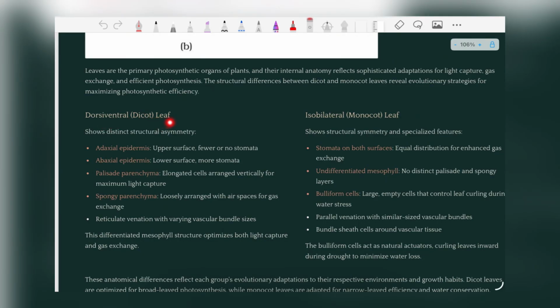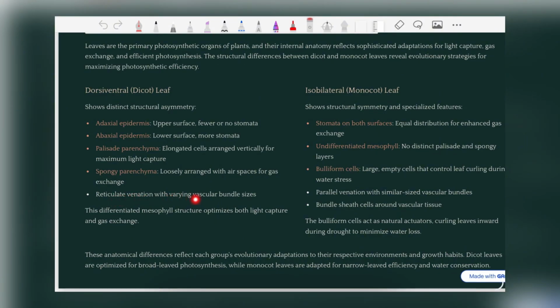Dorsiventral or dicot leaf shows distinct structural asymmetry. Adaxial epidermis, upper surface, fewer or no stomata. Abaxial epidermis, lower surface, more stomata. Palisade parenchyma, elongated cells arranged vertically for maximum light capture. Spongy cells loosely arranged with air spaces are for gaseous exchange. Reticulate venation with varying vascular bundle sizes is found in dicot leaves. The differentiated mesophyll structure optimizes both light capture and gas exchange.